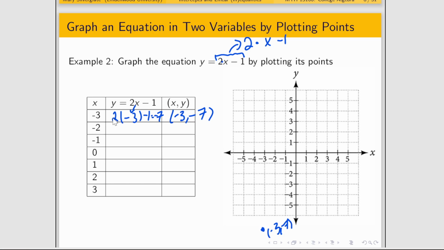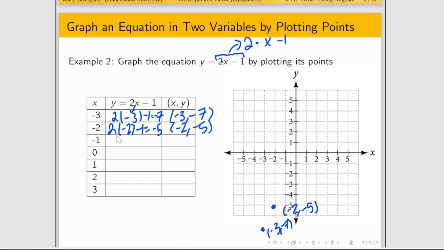So let's try some other points. If I plug in -2, that would be 2 times -2 minus 1. 2 times -2 gets me -4, minus a 1 gets me -5. So I know I have the point -2, -5. Now I'm actually on the page because I go over to -2 on the x's, down to -5 on the y's for the point -2, -5. Go ahead and pause the video and try to find these other points.